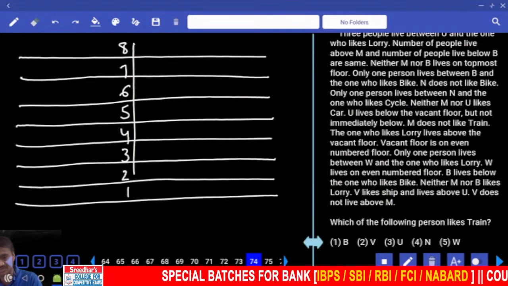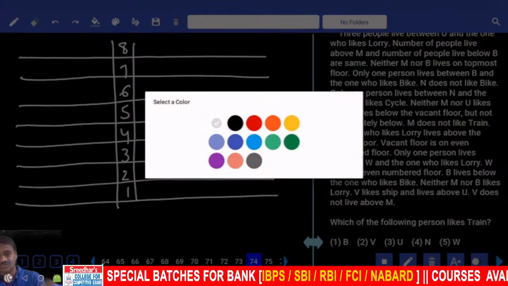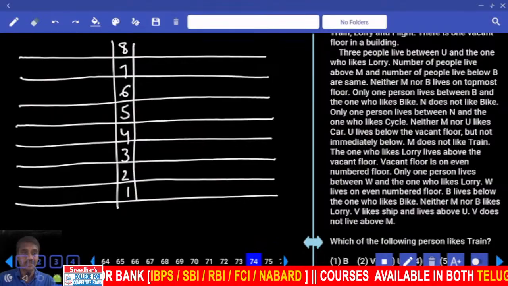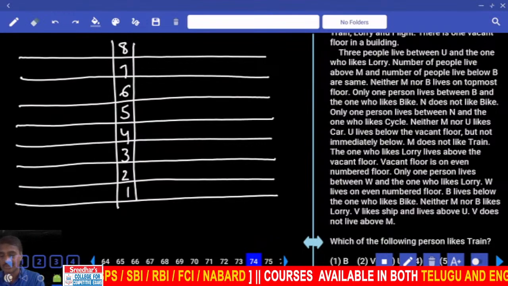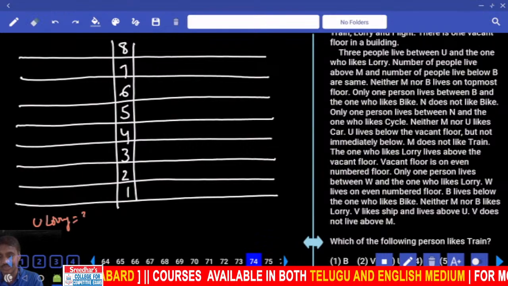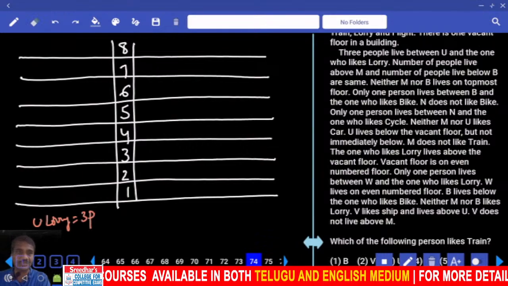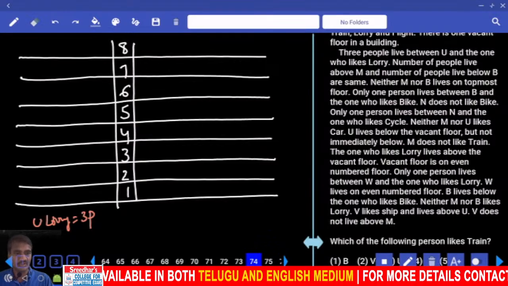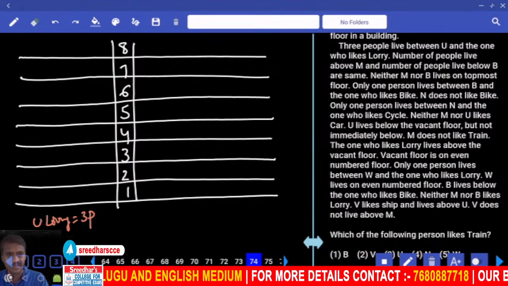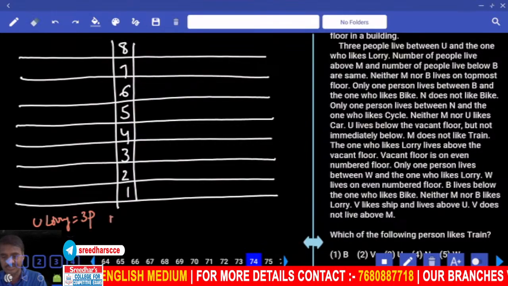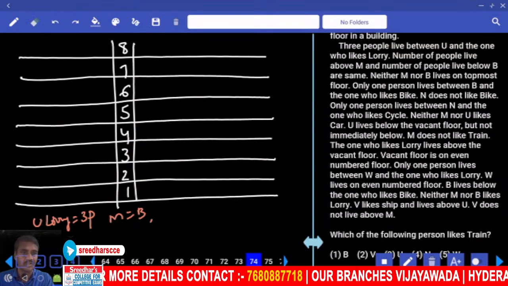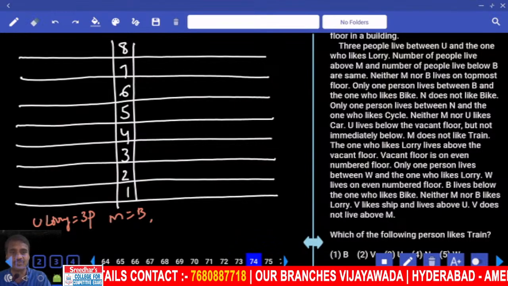Then coming to condition number 1. What is there in the first condition here? Exactly 3 people live between M and the one who likes lorry. Now M and the one who likes lorry, and there must be exactly 3 persons. 3P, P stands for person. Then the number of people living above M and below B are one and the same. Above M and below B, and M equals B. Neither M nor B lives on the topmost floor.